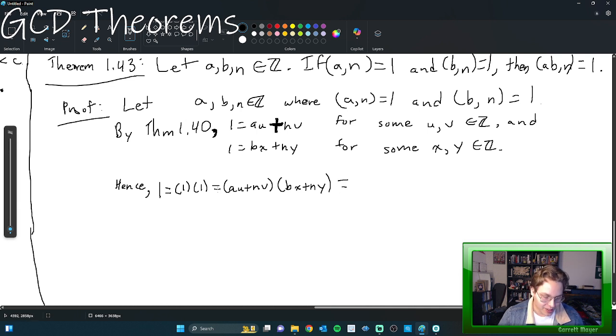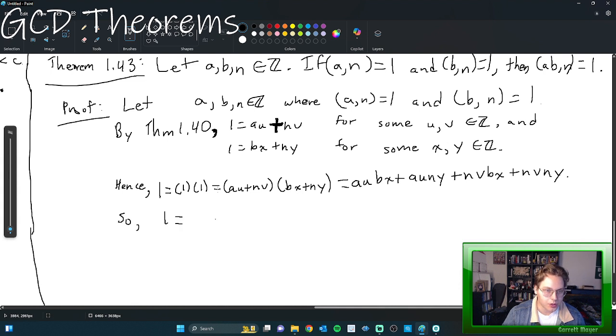But so we'll write this out. And this is just the distributive property. FOIL it out, and you'll be able to write these 4 terms. So 1 equals, so what do we have here? We have AB times UX. And then we can also factor out an N from all the rest of these terms.